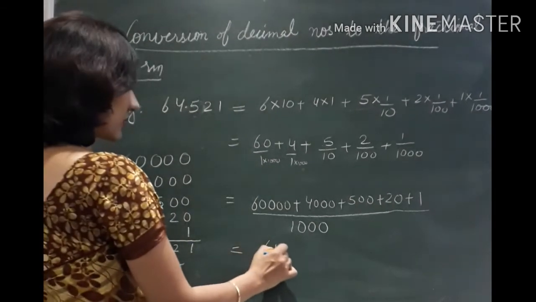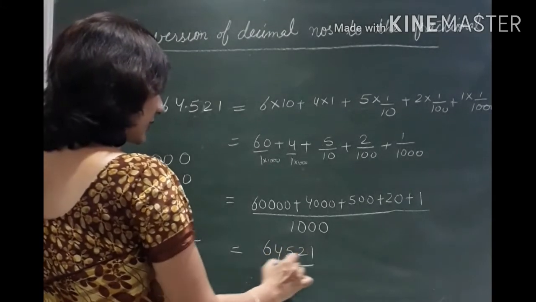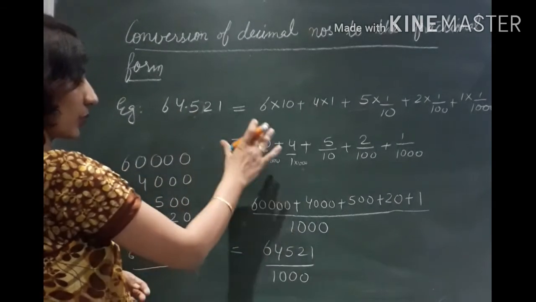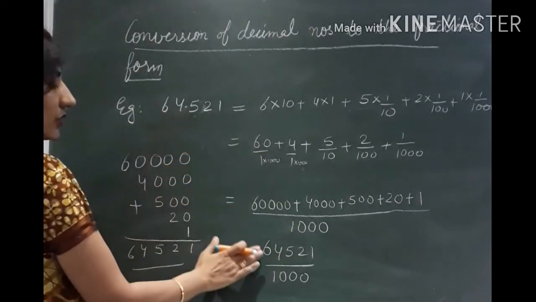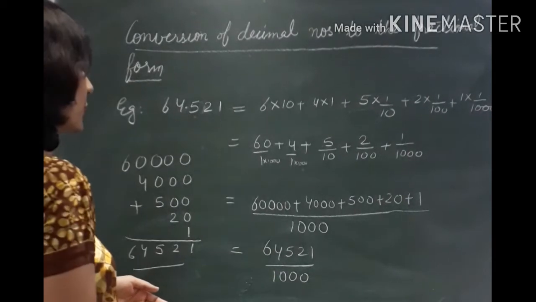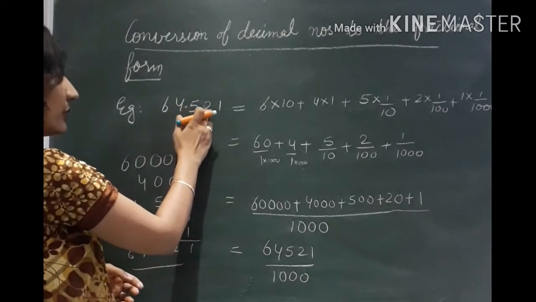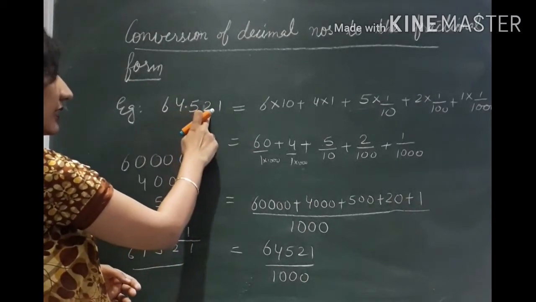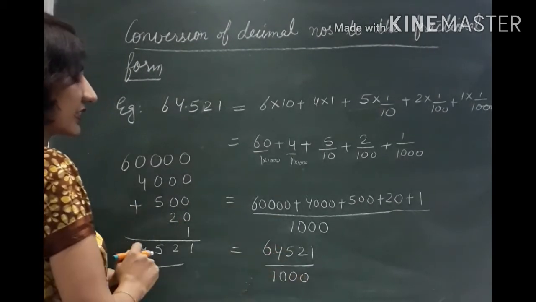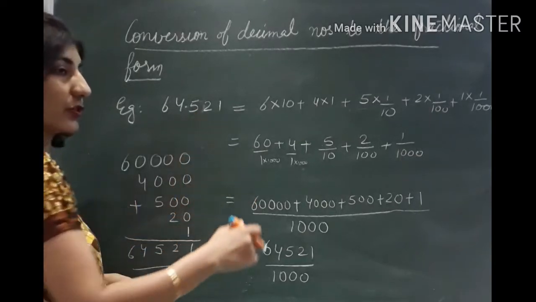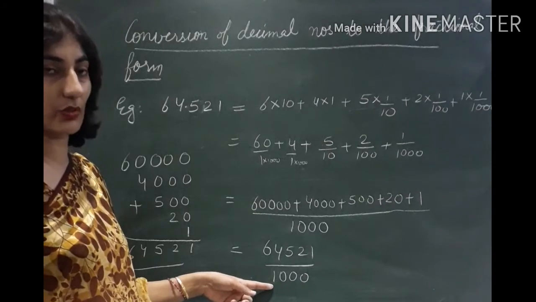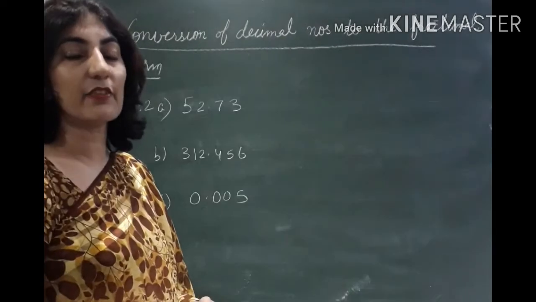So it will be 64,521 upon 1000. So to convert a decimal number into a fractional number, one method is this. You get 64,521 upon 1000. Or directly, if I want to do this, I will see after the decimal how many digits there are. After the decimal there are 3 digits. So I will write 1000 because in 1000 we have 3 zeros. If after the decimal I had only 2 digits, then I would write 100 in the denominator, as 100 has 2 zeros, and so on. Let us take a few more examples.